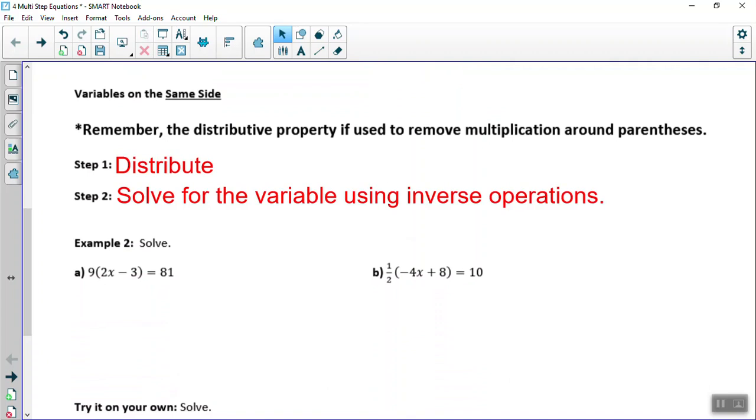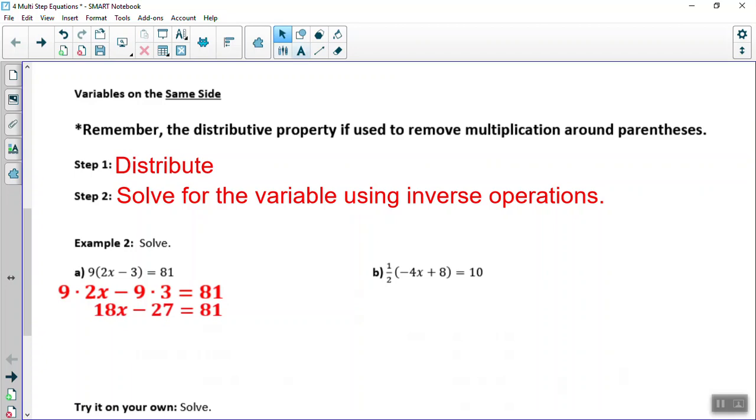So I'm going to distribute my 9. I'm going to give it to the 2x. So I'm going to do 9 times 2x, and then 9 times negative 3. I can write it out this way if I like: 9 times 2x, and then minus 9 times 3. Okay, and all I'm going to do is simplify this side. So 9 times 2x is 18x, and then 9 times 3 is 27. And we end up with this math problem here.